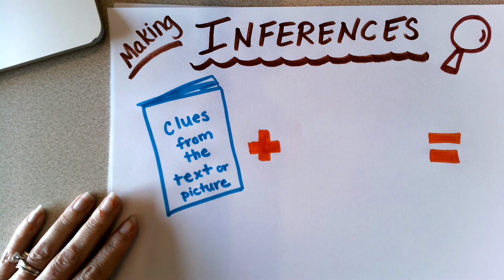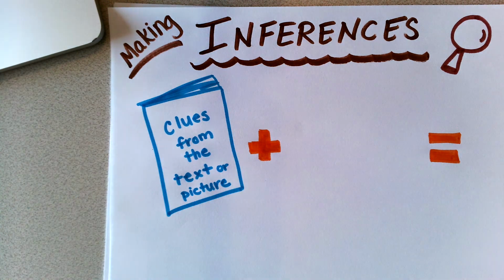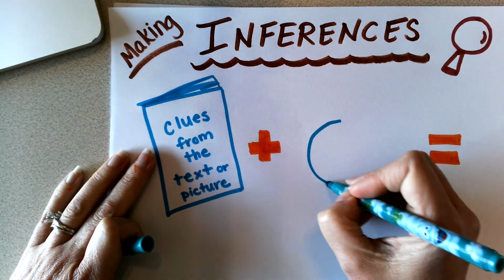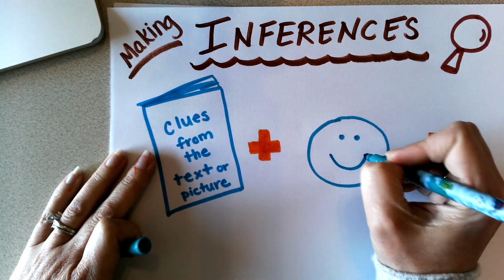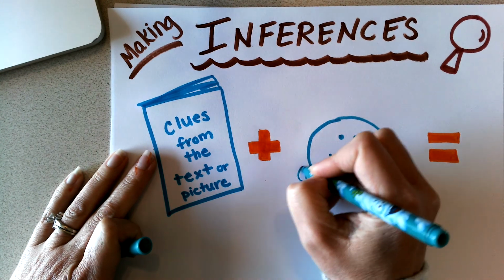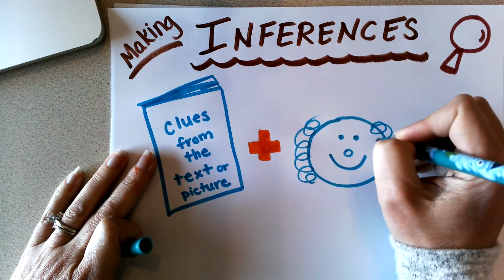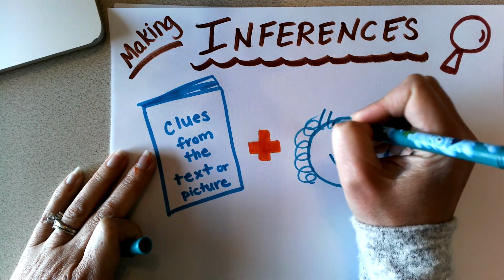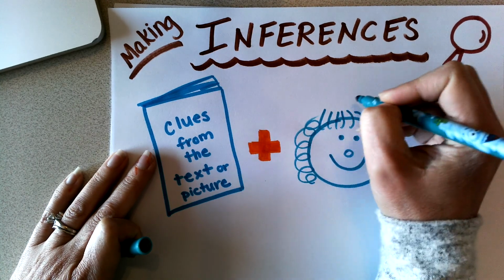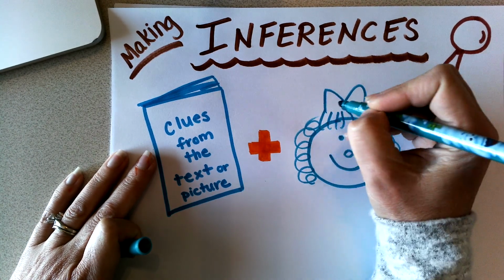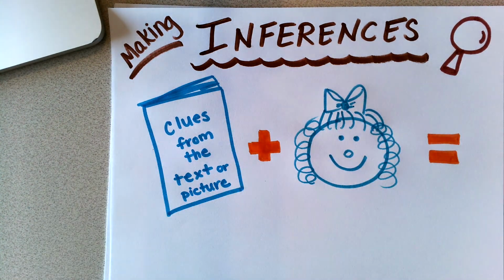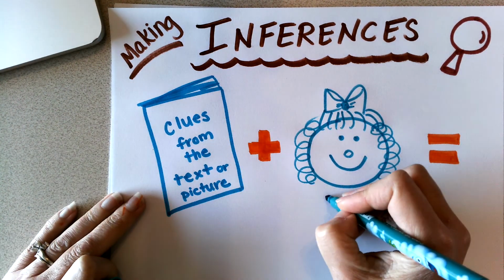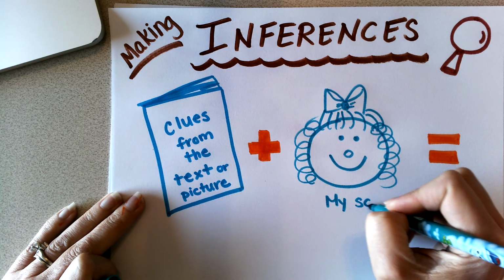So, clues from the text plus the next one is called my schema. What does my schema mean, Mrs. Nunes? What are you talking about? But first, I'm just going to draw simple. Of course, you can draw whatever you'd like, but I'm just going to give some curly hair here and some bangs for a person. Of course, if you're a boy, you can go ahead and draw a baseball cap. It doesn't really matter, but this is my schema.